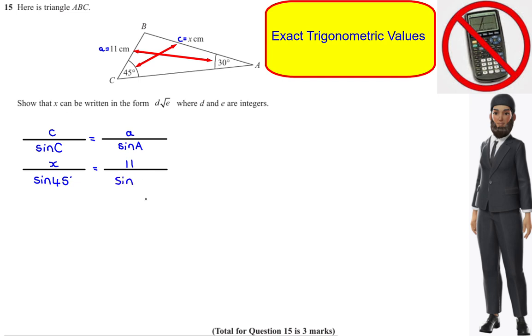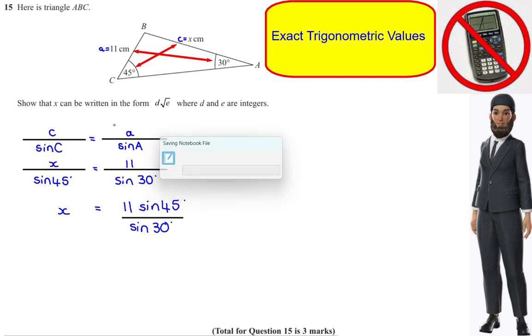Now essentially over here we're trying to work out what x is, so we're going to make x the subject. If you make x the subject, you'll end up getting something like this: 11, the inverse of divide by sine 45 is multiply by sine 45 degrees, and then divided by sine 30 degrees. Okay, and then finally, let me save that. So therefore you end up with this, x is equal to 11 sine 45.